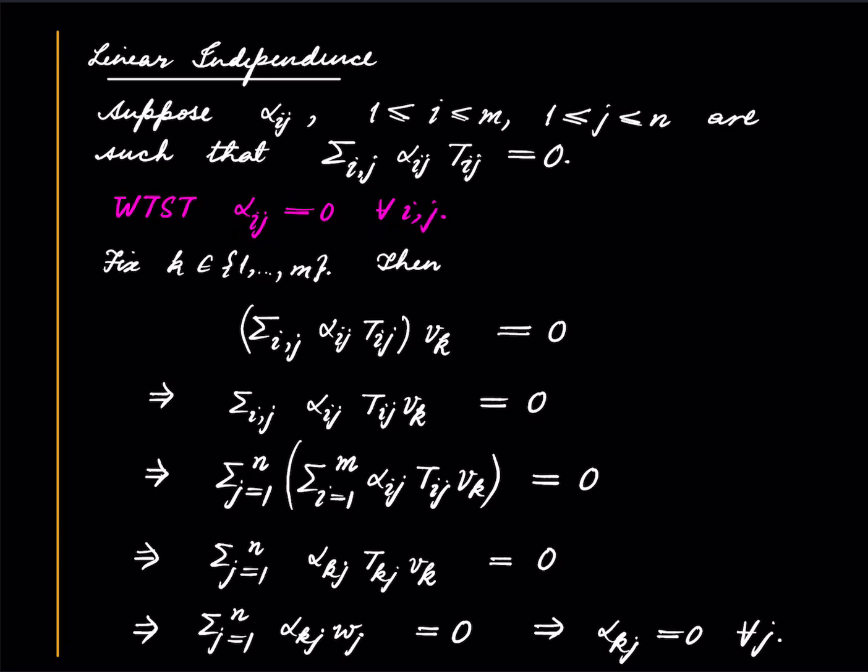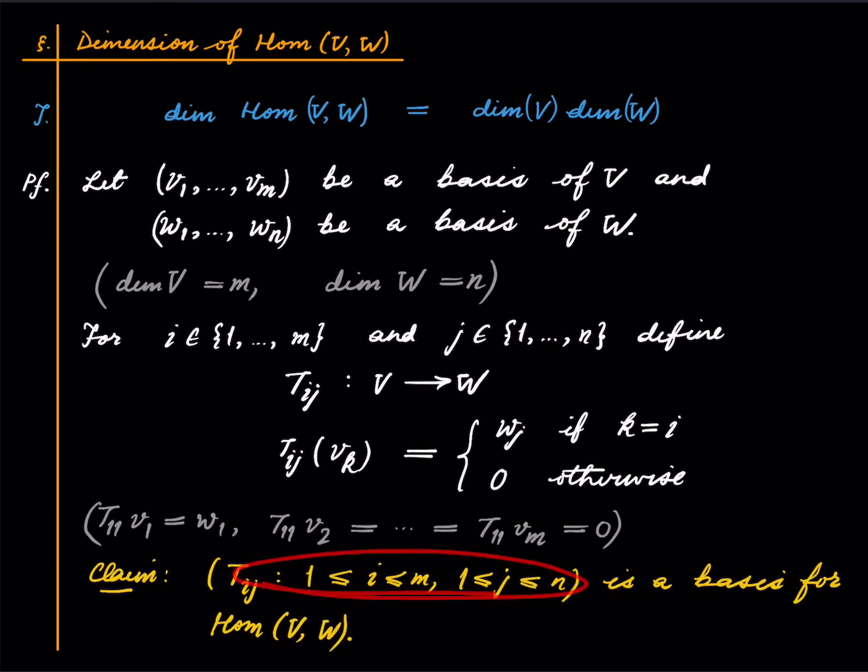Right, but now k was completely arbitrary. k was chosen as an arbitrary element from that range. So this shows that actually each alpha_ij is 0, and we are done. So this establishes linear independence of the chosen list. Now we need to establish the spanning property, which is also very simple. So let T in Hom(V, W) be arbitrary. Want to show that T is in the span of the T_ij's.